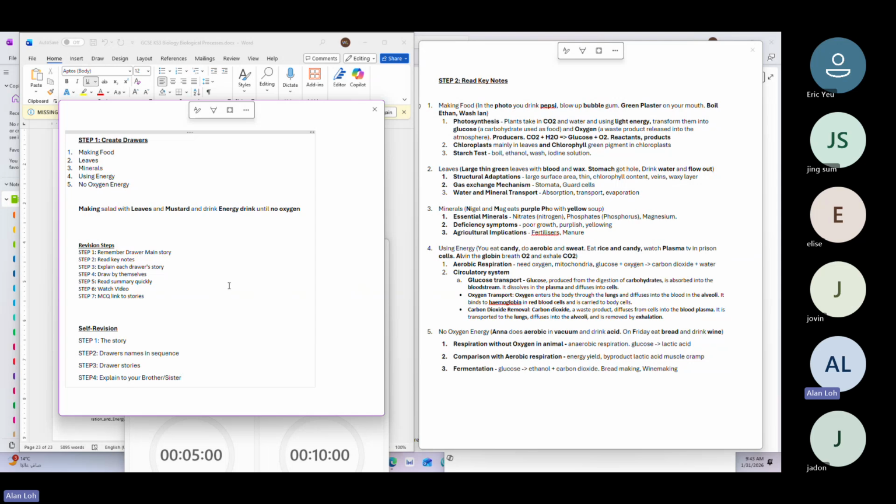Right. Step 1 is exactly what Eric did just now. How long does it take? Telling me the story. Telling me this story. 5 seconds? Okay. 5 seconds. Step 2 is exactly what Eric did just now. Telling me the name of the drawer in sequence. How long does it take? Maybe another 10 seconds.